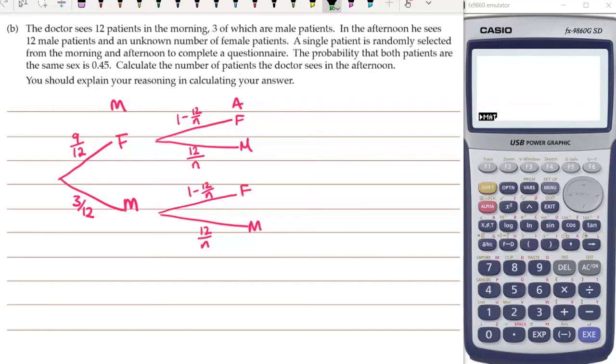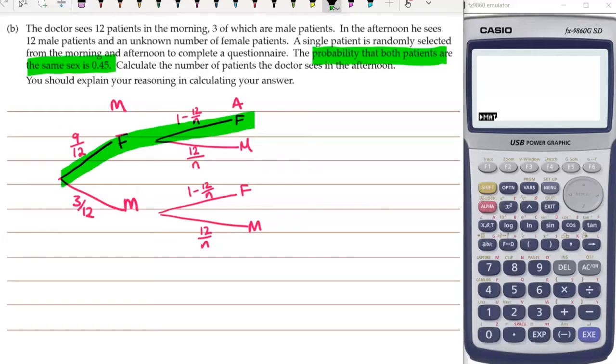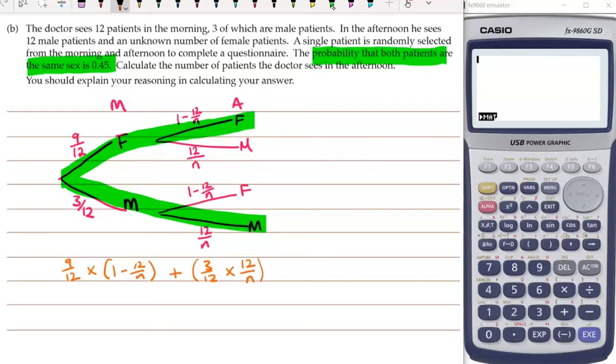Next, we're told the probability that both patients are the same sex is 0.45. So the branches where that happens is if we get female-female or male-male. And we know that they will add up to a total probability of 0.45. So the FF branch is 9/12 times 1 minus 12 over n, and the male is 3/12 times 12 over n, and that's equal to 0.45.